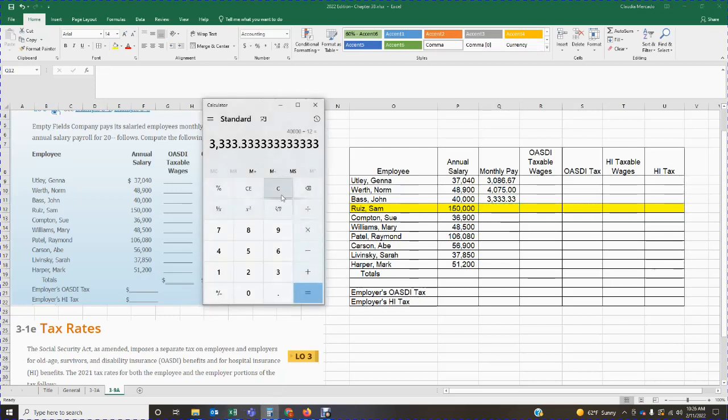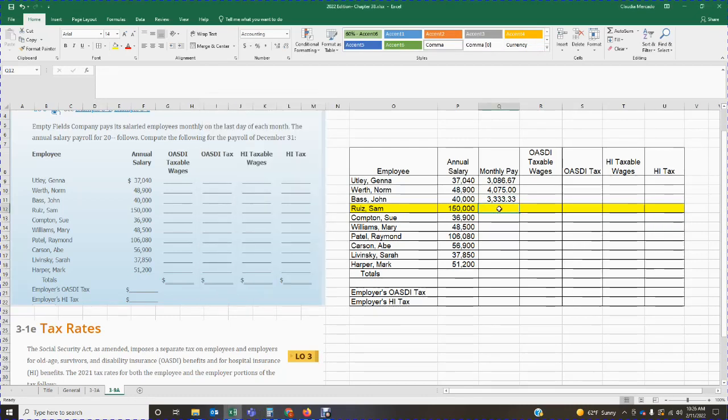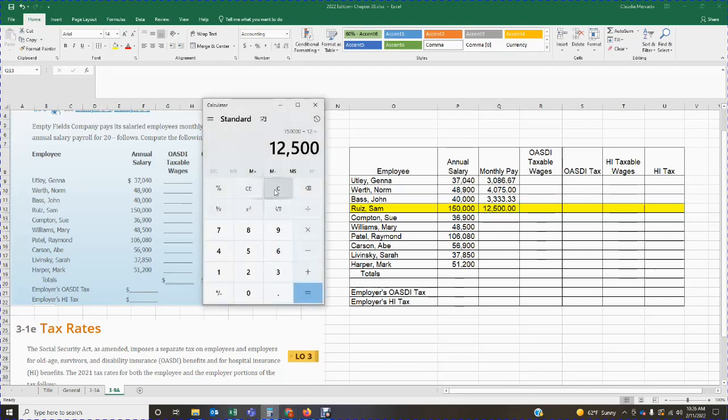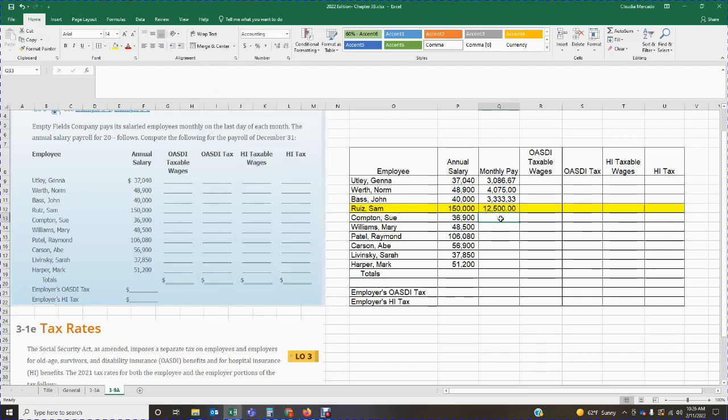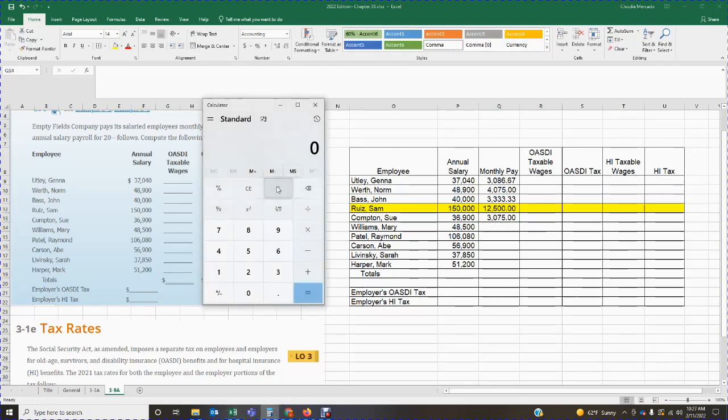Now for Sam. Sam makes 150,000, and we're going to divide by 12. So Sam is making $12,500. Then we're going to get Sue, 36,900 divided by 12. That's 3,075. Then we're going to get Mary. And you see, all I'm doing is getting my annual salary and dividing by 12 months to get my monthly pay.